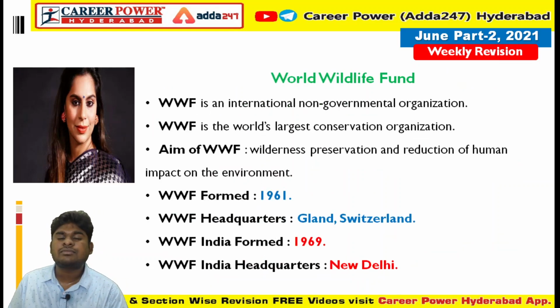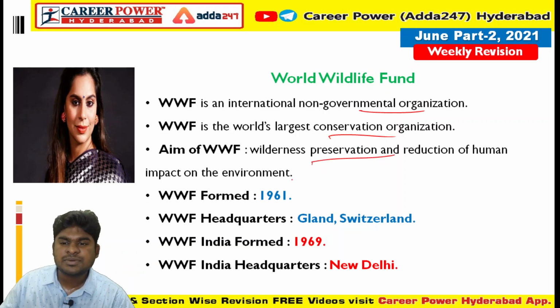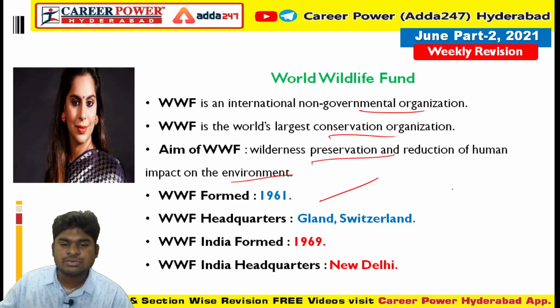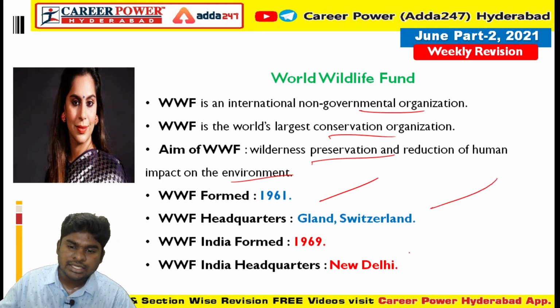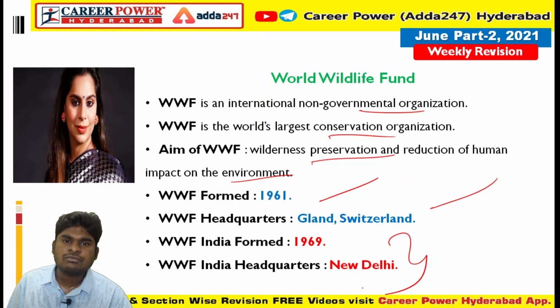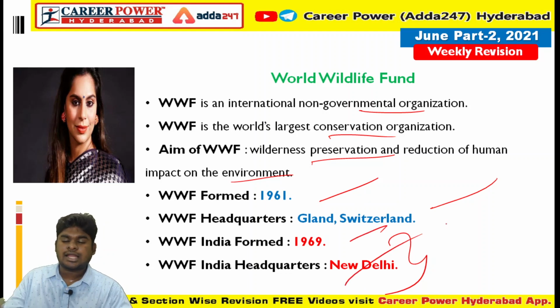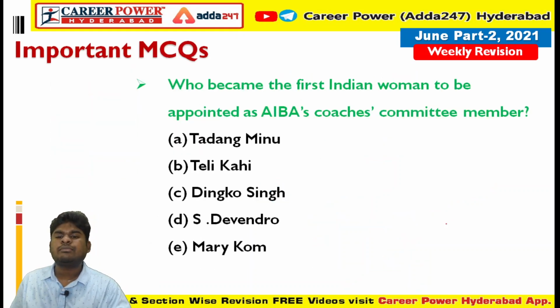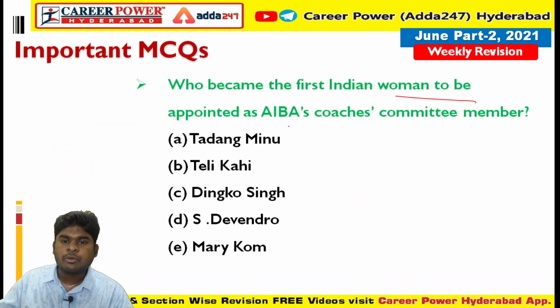We'll see some details about the World Wildlife Fund. It's an international NGO, the world's largest conservation organization. Its main aim is wilderness preservation and reduction of human impact on the environment. It was formed in 1961 and headquartered in Gland, Switzerland. The subsidiary, World Wildlife Fund India, was formed in 1969 and headquartered in New Delhi.